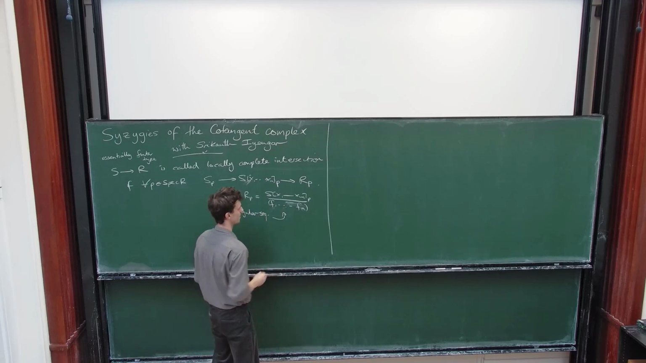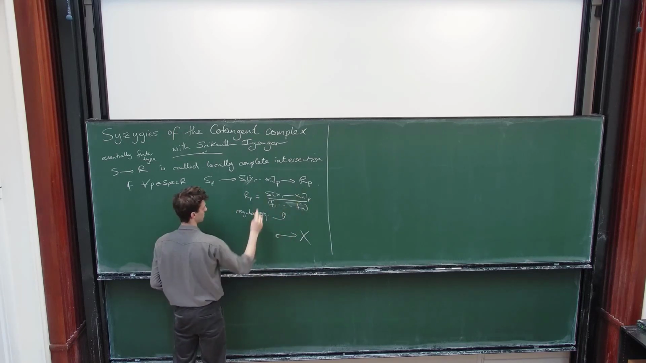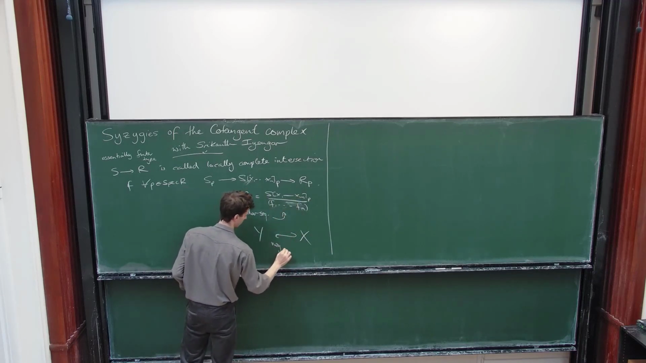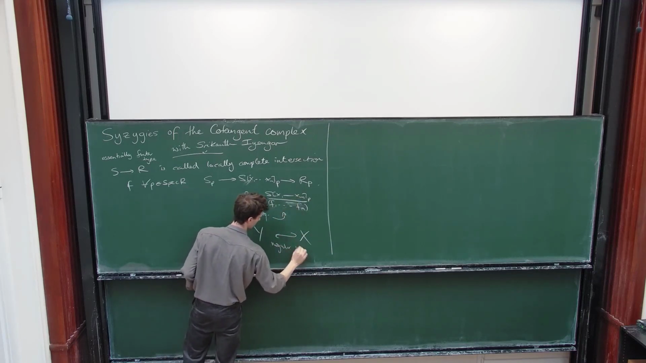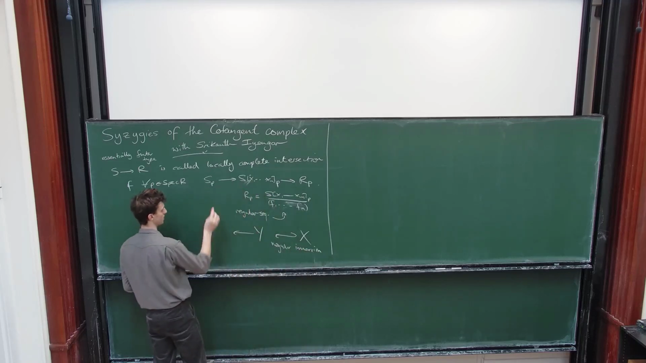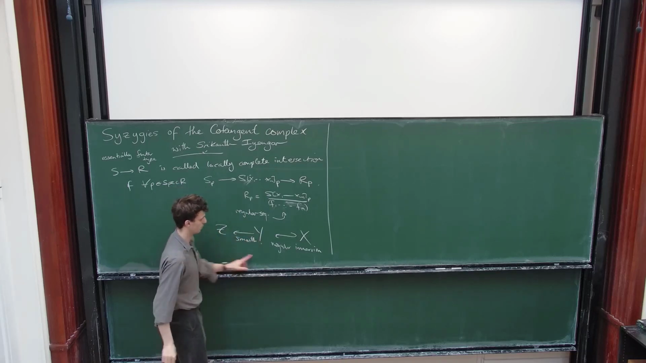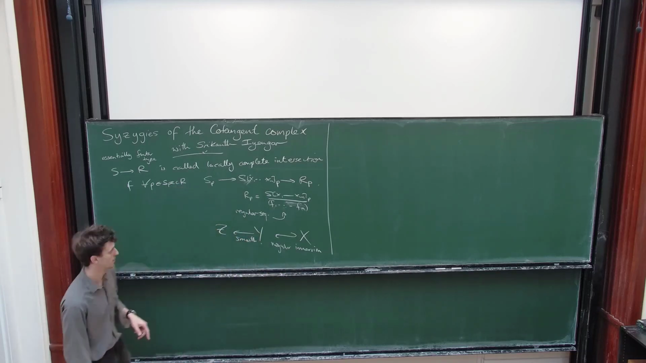Everything I'm going to talk about is local, so if you want, you can talk about schemes that are just like this. This map corresponds to some regular immersion, and then this map would be some smooth map. So this is what it means to have a locally complete intersection.